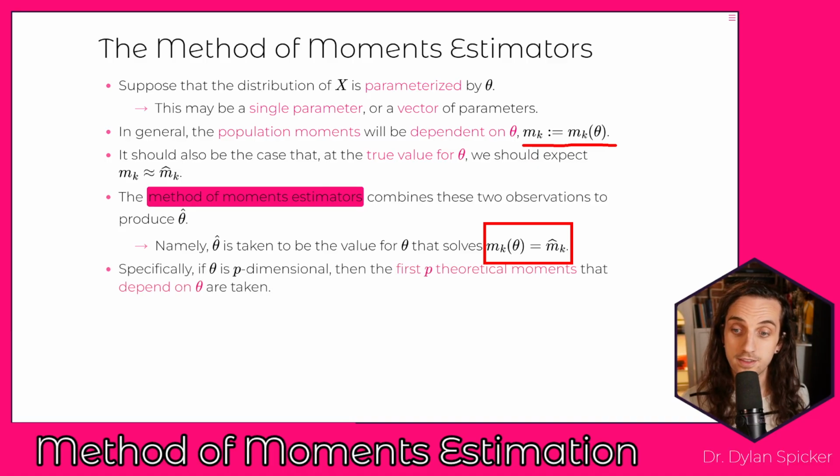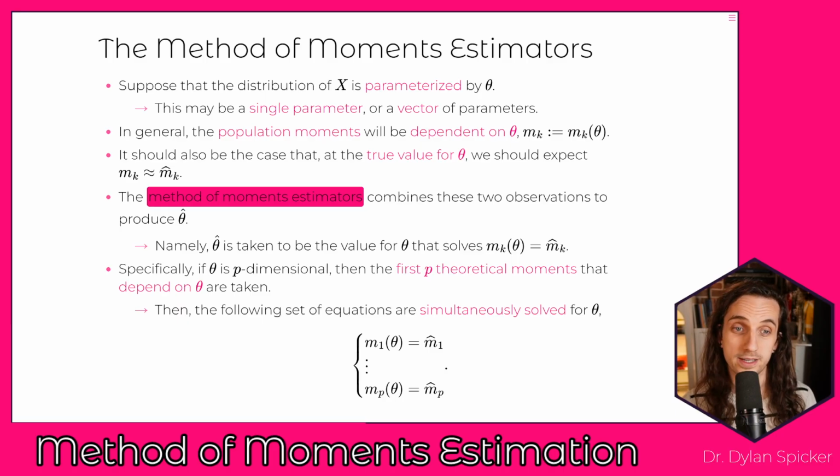Okay? So if theta is a p-dimensional parameter, so if there's p components of it, then what we do is we take the first p theoretical moments that depend on theta, and then we solve the following set of equations. So we take the first theoretical moment equal to the first sample moment, up to the pth theoretical moment equaling the pth sample moment. We solve these equations simultaneously for the value of theta, and whatever that is gives us theta hat, which is going to be an estimator we can use to actually estimate values for theta.